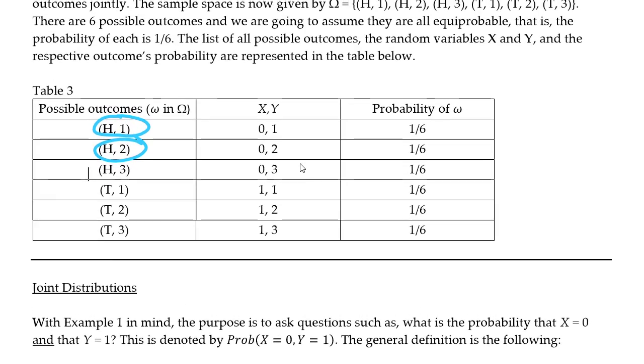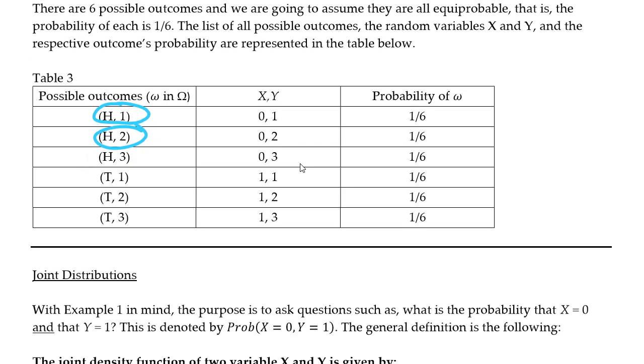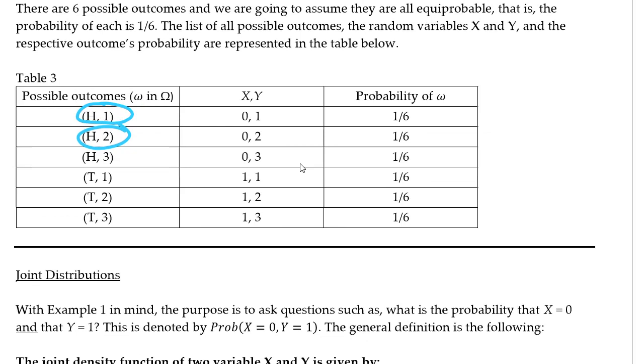Now, notice that there are 6 possible outcomes, and intuitively, they are all equiprobable. There is no reason to believe that one of the 6 outcomes is more likely than the other, because, at least in theory, the coin is completely balanced and so is the die.